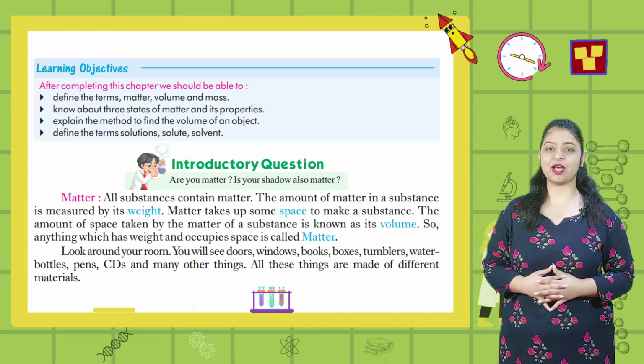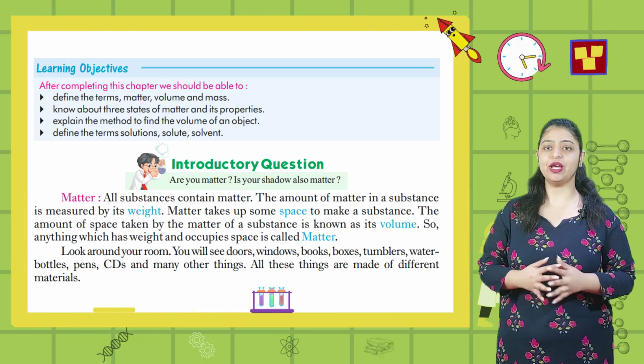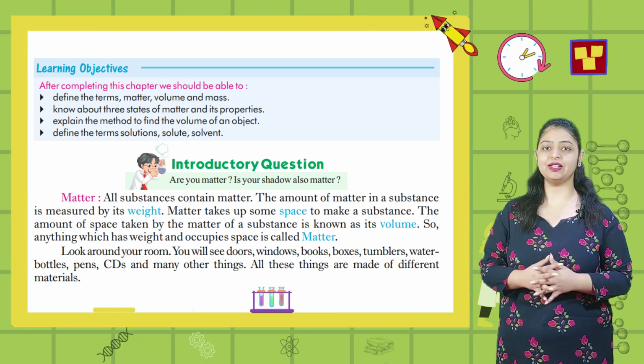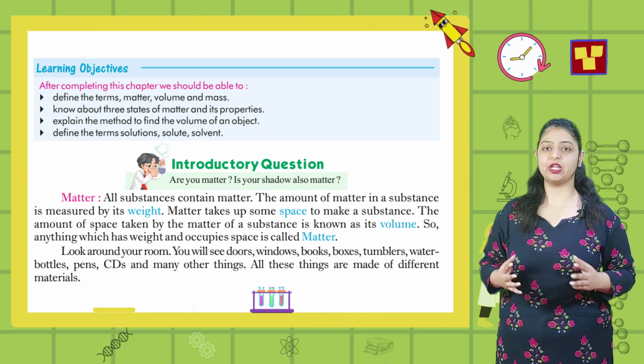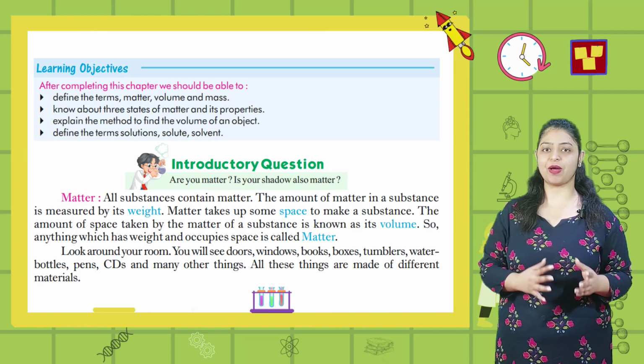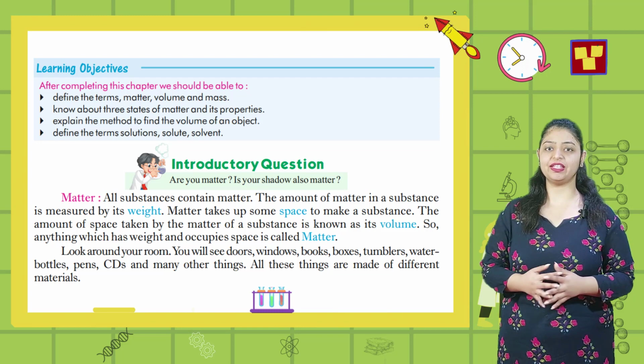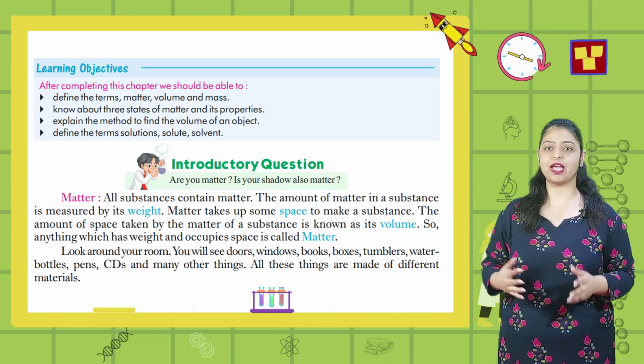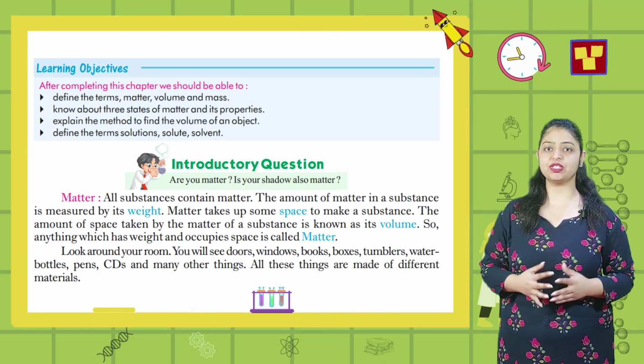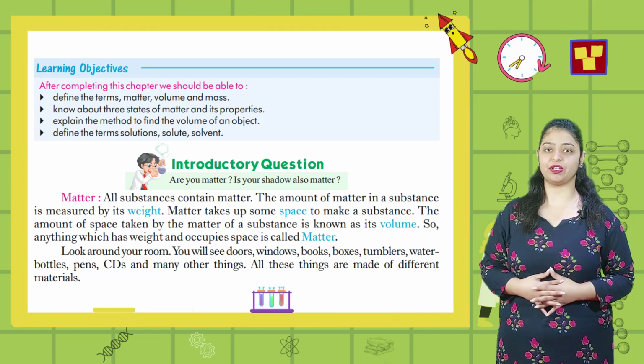After completing this chapter, we should be able to define the terms matter, volume and mass. Know about the 3 states of matter and its properties. Explain the method to find the volume of an object. Define the terms solutions, solute and solvent.